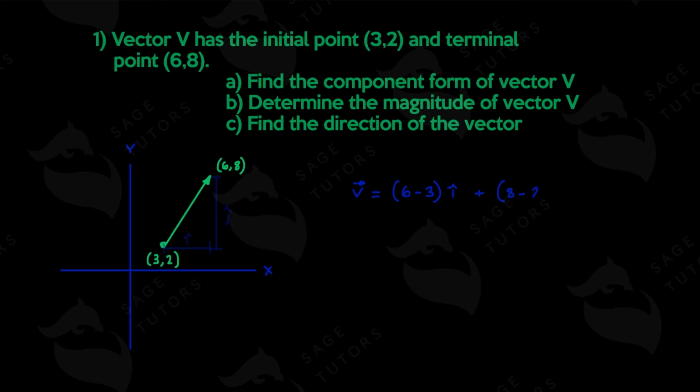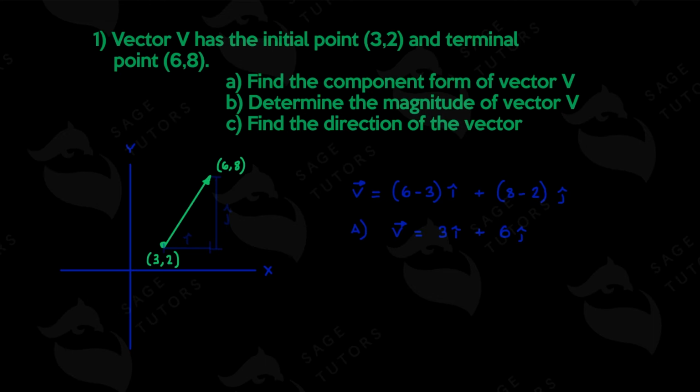So 8 minus 2 in the j direction. So our first answer would be 3i plus 6j. This would be our answer for the first question.